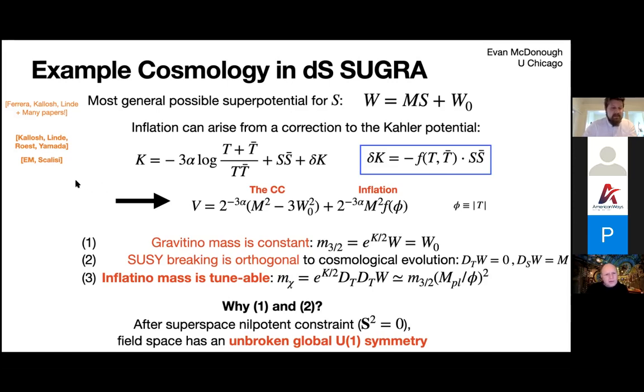Evan, can I ask a question? Sorry. Yeah. Just saying, more general superpotentials are possible though, right? They also have T dependence. So right.